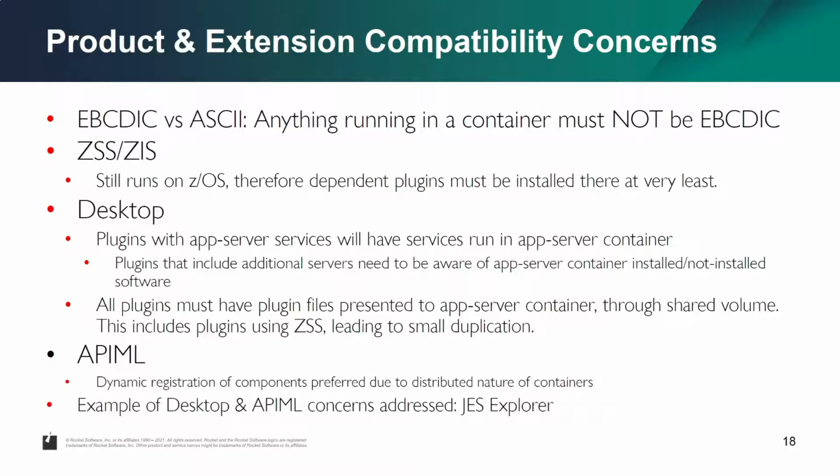Basically, you will have desktop plugin files presented over a volume mount to the app server container. And unless you have services that must also run in the app server, that's it. But if your plugin does include app server services, not only will those files be visible over the volume mount, but the files will actually be running inside of the same container as the app server.